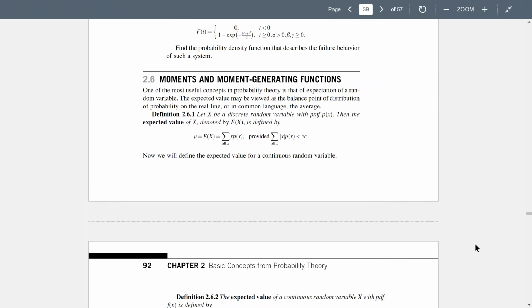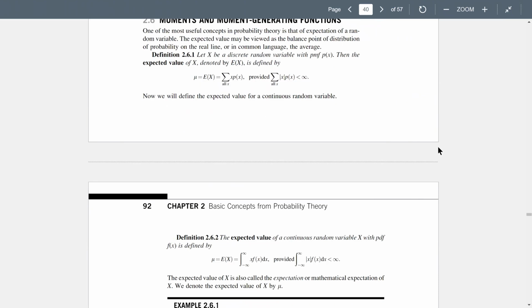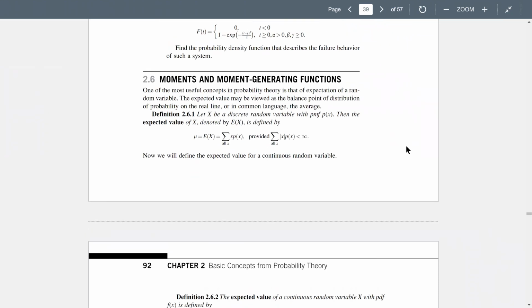So I will leave the calculation job to you, because we have the moment generating function to handle right now. Moment generating functions, as mentioned, is one of the most useful concepts in probability theory. And the expected value may be viewed as the balance point of a distribution of probability on the real line, or in common language, the average.